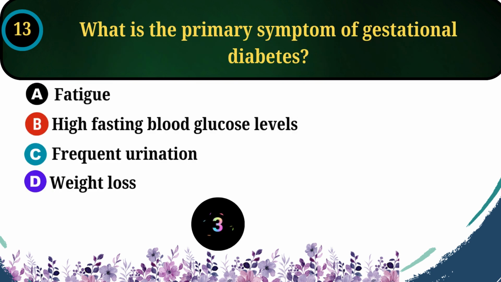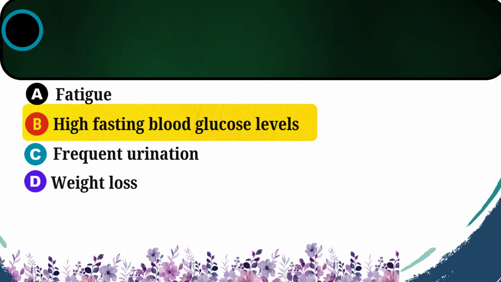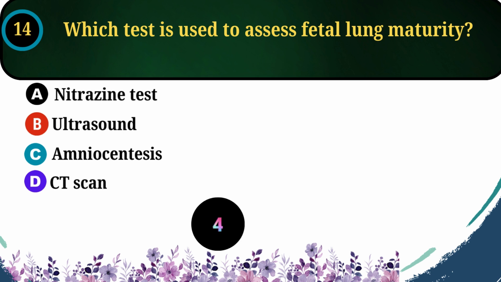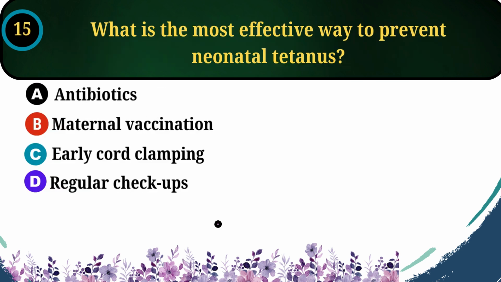13. What is the primary symptom of gestational diabetes? High fasting blood glucose levels. 14. Which test is used to assess fetal lung maturity? Amniocentesis. 15. What is the most effective way to prevent neonatal tetanus? Maternal vaccination during pregnancy.